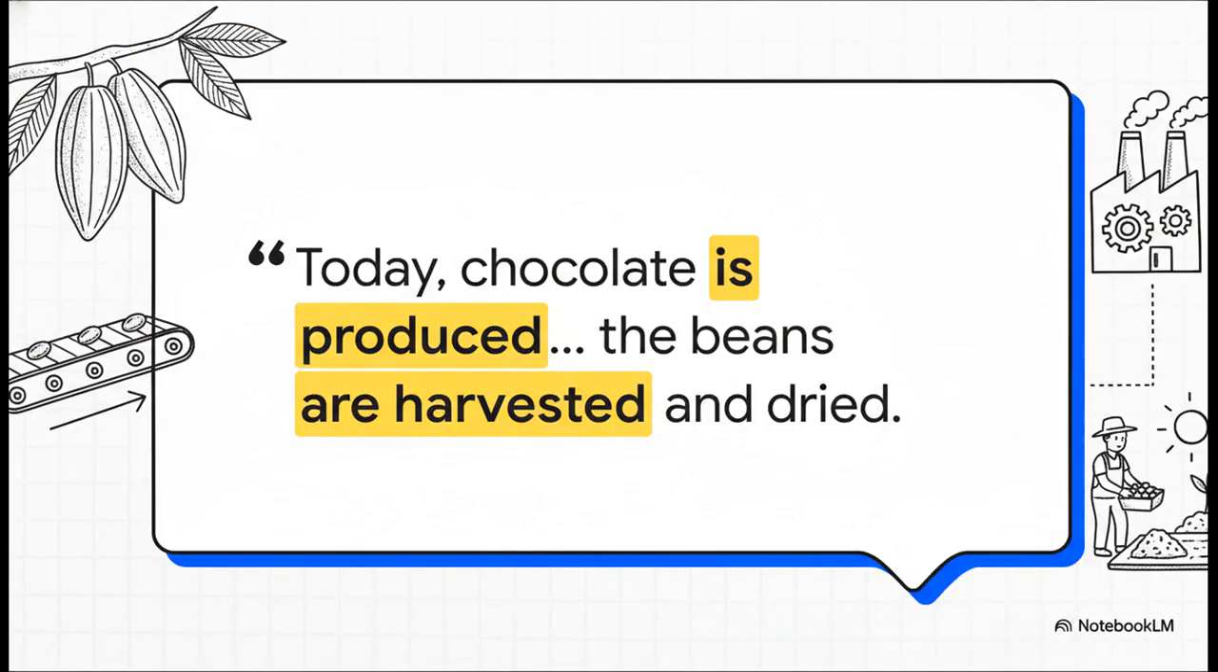Now, this is just classic process description. Anytime you're explaining a sequence of events, like in a science experiment or a manufacturing process, the passive voice is your best friend. The focus is on the steps in the process, the producing, the harvesting, the drying, not on the thousands of anonymous workers who are actually doing each task.